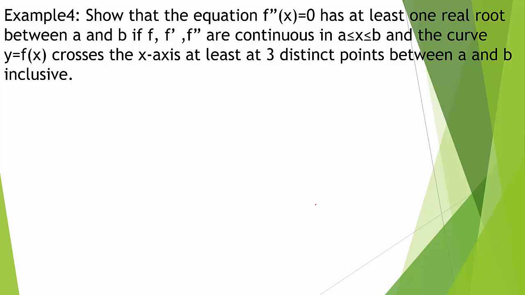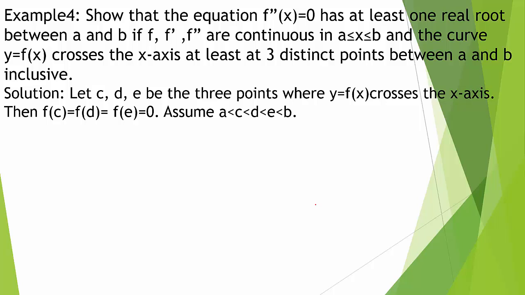Show that the equation f double dash x has at least one real root between a and b, if f dash and f double dash are continuous in a less than or equal to x less than or equal to b, and the curve y equal to f(x) crosses the x-axis at least at three distinct points between a and b inclusive. We shall prove this.